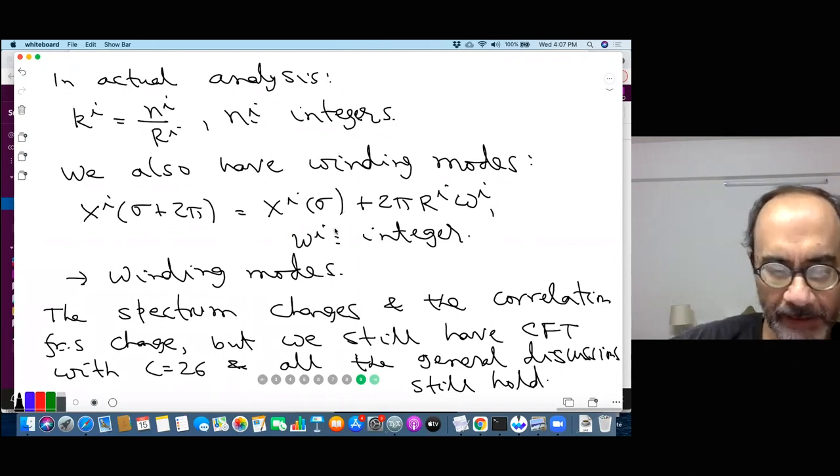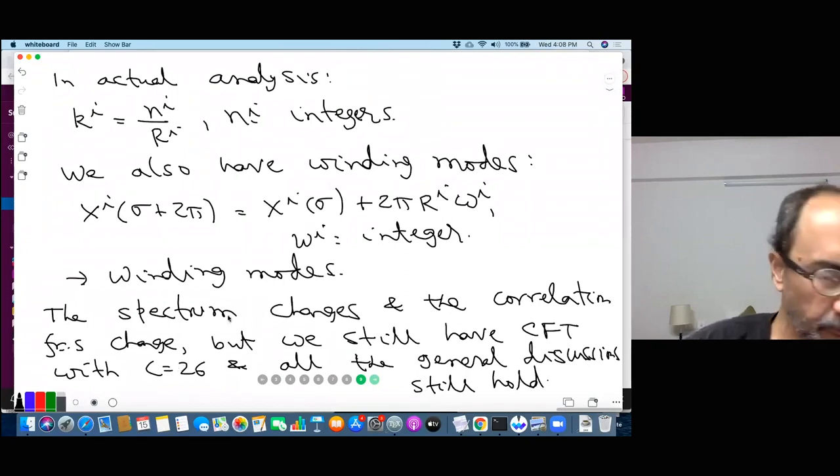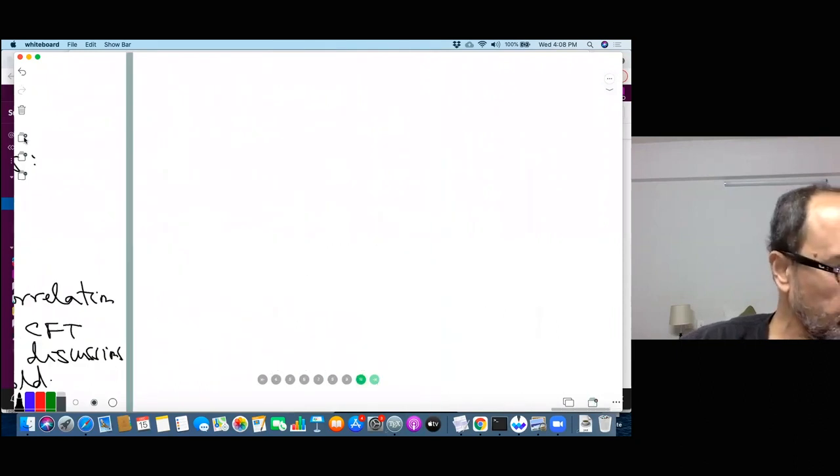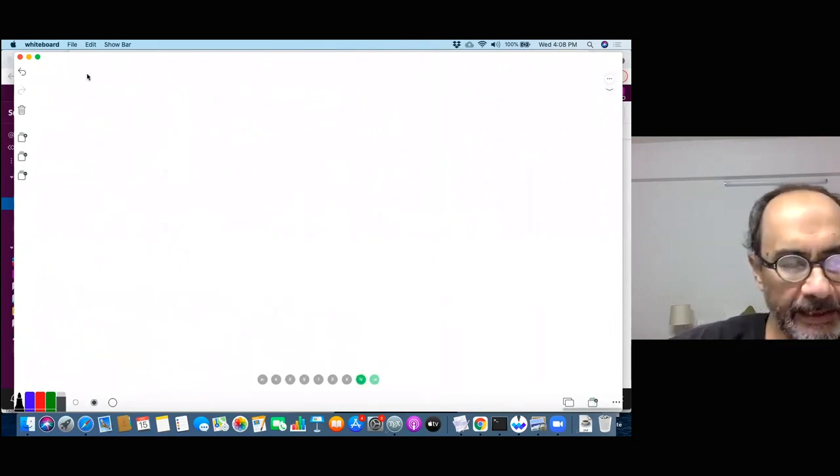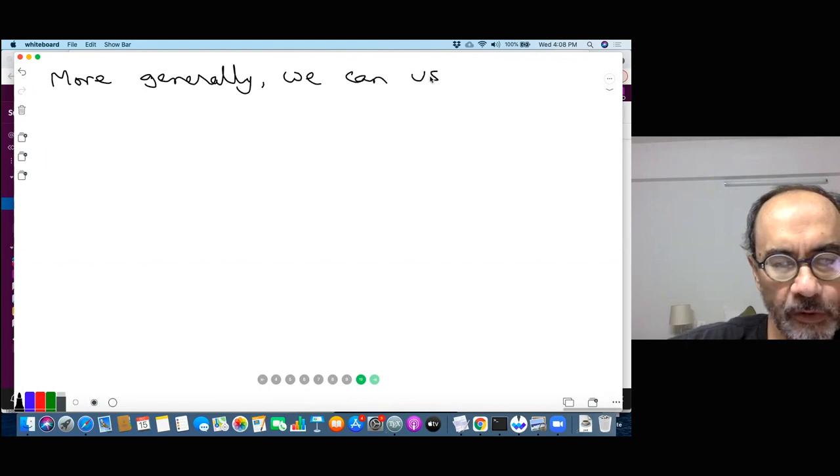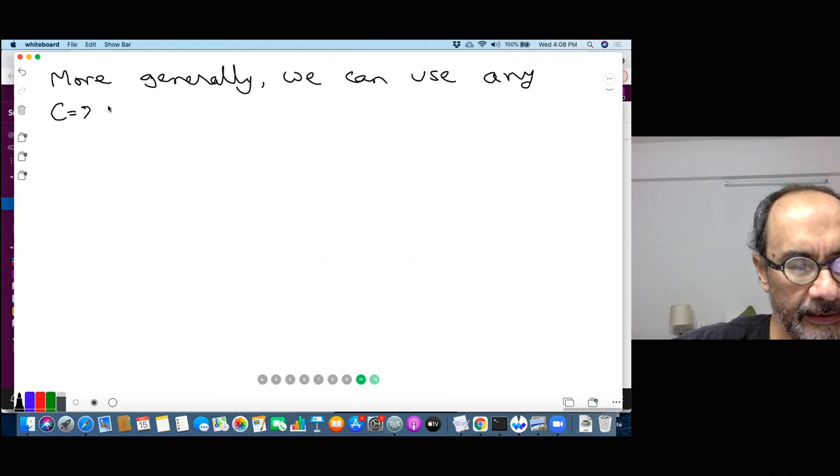The important point for us is that we still have a C equal to 26 CFT and we can do whatever we did in this theory. In fact, more generally, and this will be useful later, we can use any C equal to 26 CFT to construct string theory.